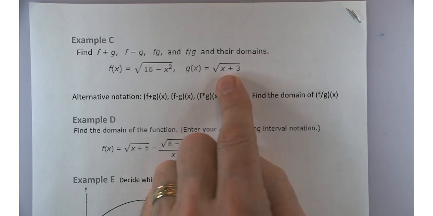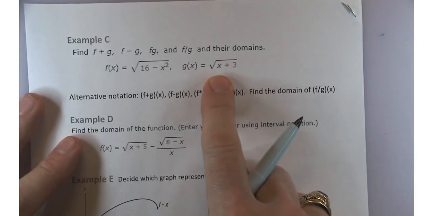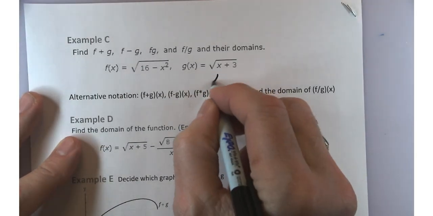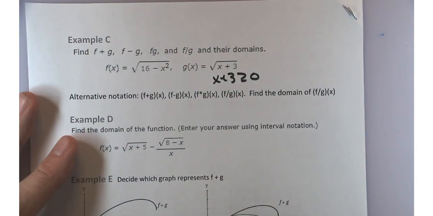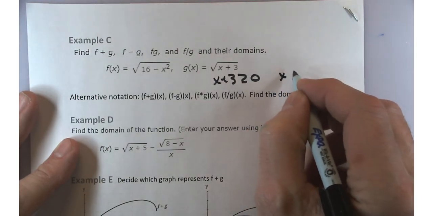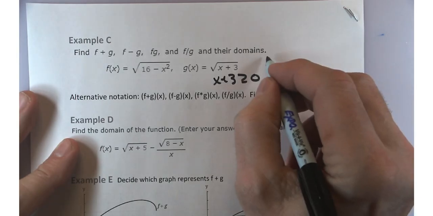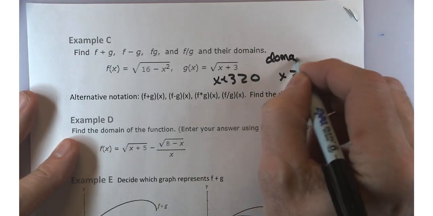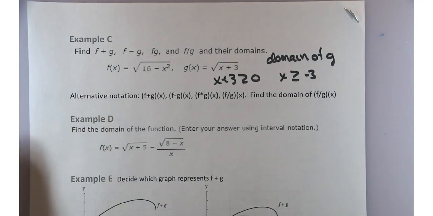So rather than find what we can't have and throw it out, let's just find what we can have. We want x plus 3 to be greater than or equal to 0. Okay. So that's going to mean x is greater than or equal to what? Negative 3. So that's our domain of g.